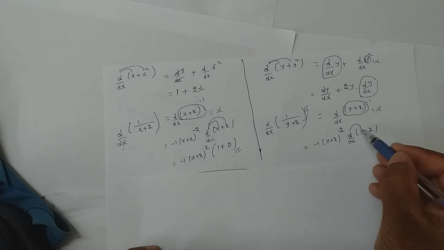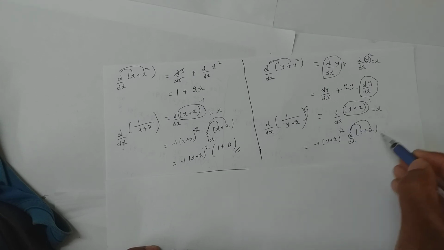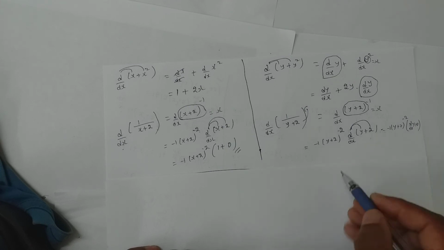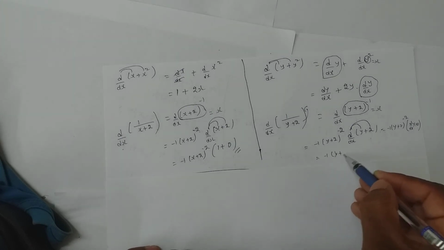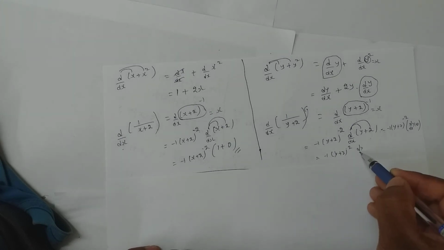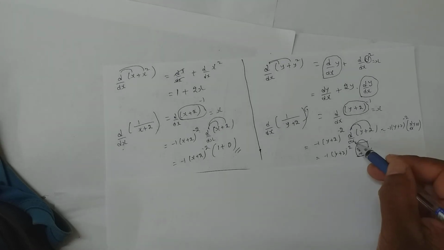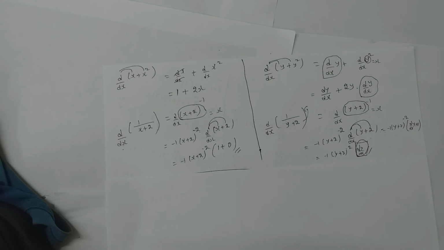Now this applies to this and also to this. So it becomes minus 1 into y plus 2 power minus 2 into d by dx of y. For 2 it is 0. So it is minus 1 into y plus 2 power minus 2 into dy by dx. This thing should not be missed. Am I clear with that? I did 2 videos so that you don't miss this dy by dx.